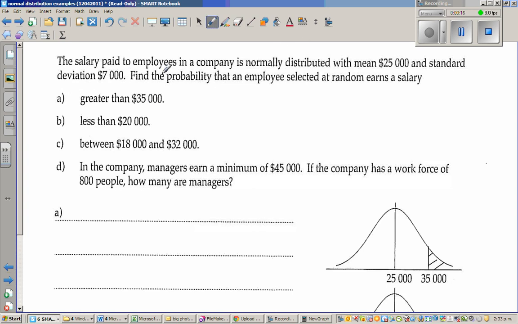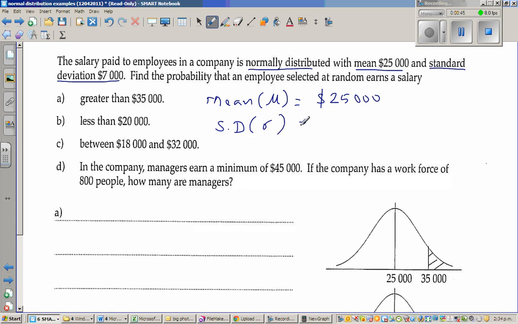A salary paid to employees in a company is normally distributed with a mean of $25,000 and standard deviation of $7,000. So your mean, and the notation for mean is this Greek letter mu, which is $25,000. Okay, and your standard deviation, I'll write in short SD, again a Greek letter called sigma, which is $7,000. So these are the two vital pieces of information, and again it's normally distributed. So the question is, find the probability that an employee selected at random earns a salary of greater than $35,000.